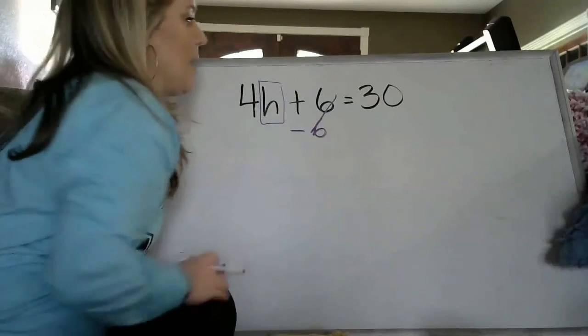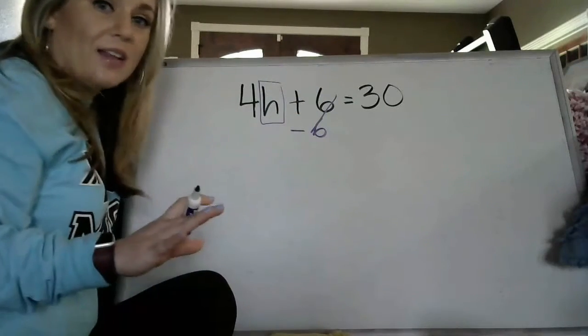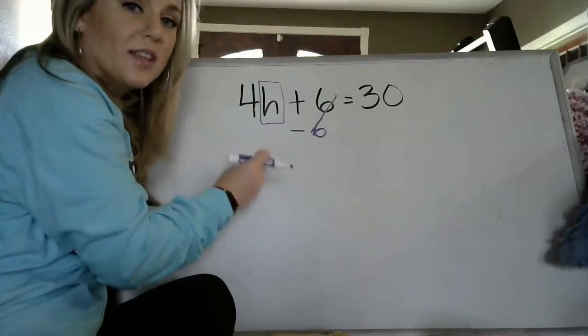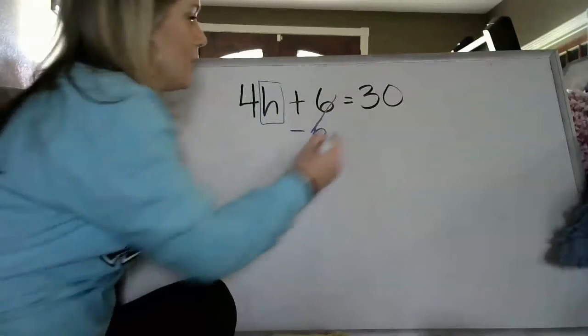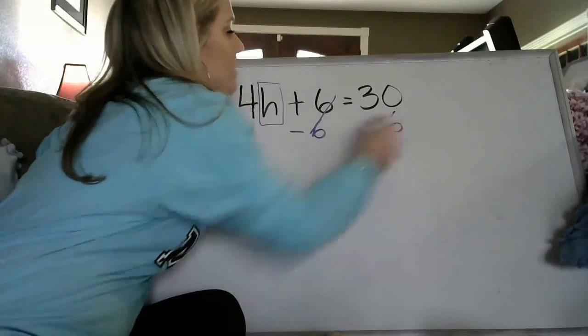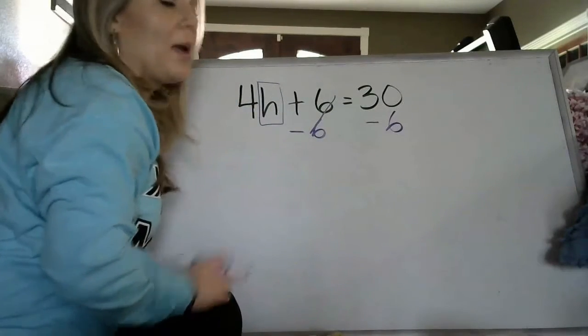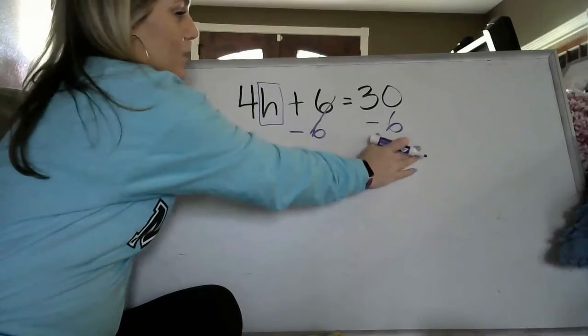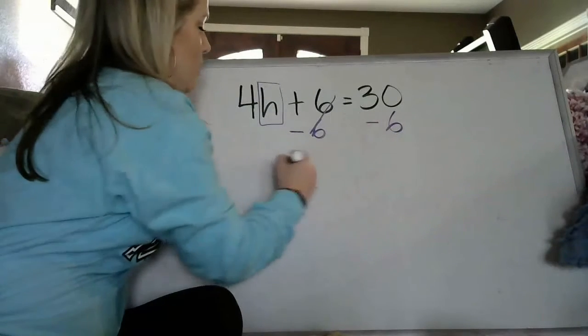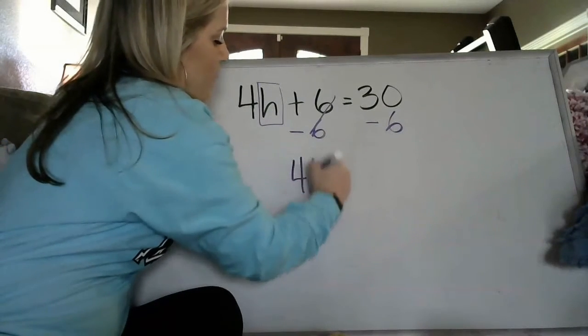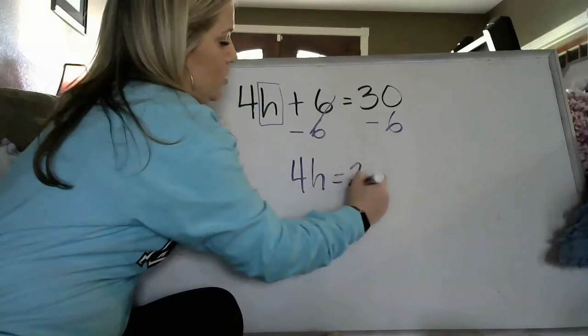So that cancels out. But just like last week, if I do something to the left side of my equal sign, I've got to go over here and do something to the right, okay? I took away 6 here, so I've got to take away 6 here. 30 minus 6 is 24. So now we have 4h equals 24.